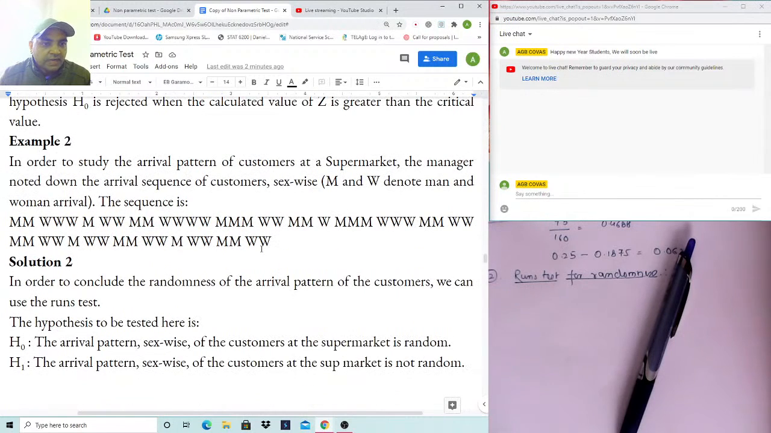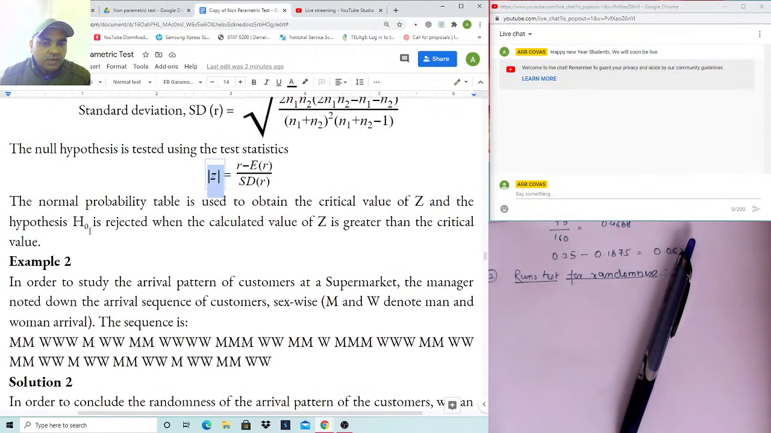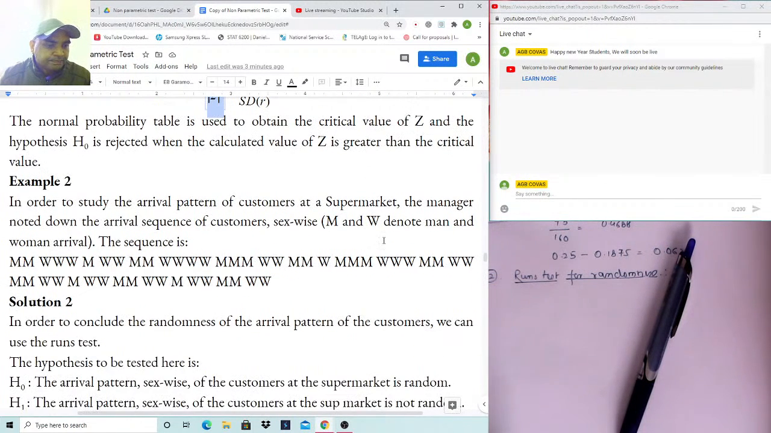So let us do one example. Okay, so here, if the normal probability table is used to obtain the critical value of z, the hypothesis H naught is rejected when the calculated value is greater than the critical value. If your calculated value comes out to be greater than the critical value, then you reject the null hypothesis, right?